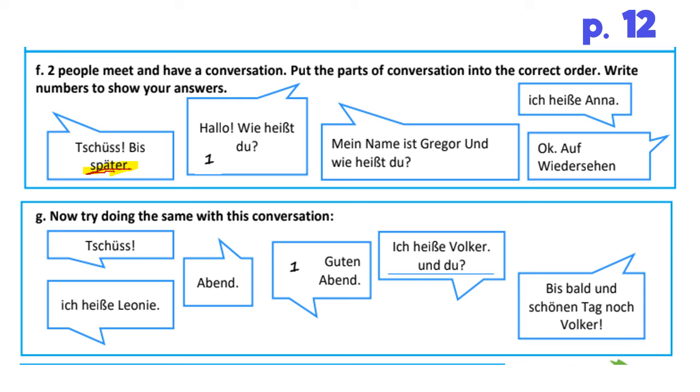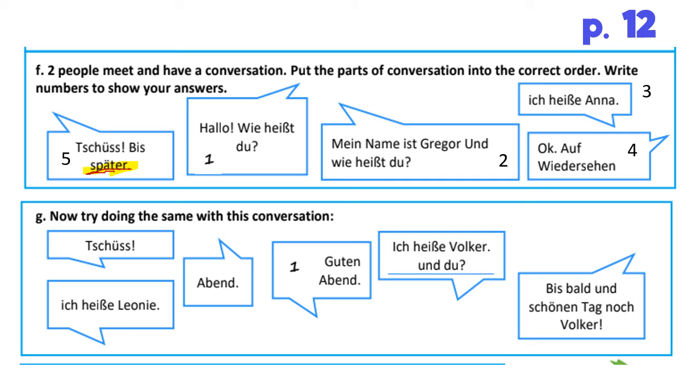Okay, so for the first one then, it starts off with Hallo, wie heißt du? The next part of the conversation would be Mein Name ist Gregor und wie heißt du? And so there's only one option now. It's going to be Ich heiße Anna. And then I had them going in this order: Tschüss, bis später, and then Okay, auf Wiedersehen. But 4 and 5, you could really interchange them. It depends on what you think. So I'll accept either. That's fine.